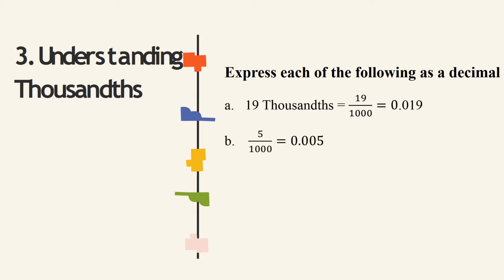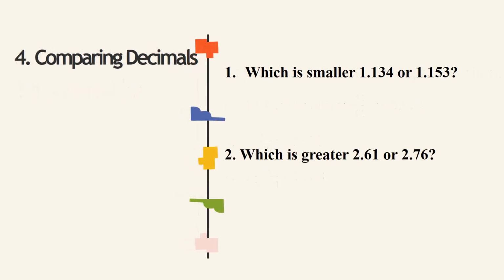0.019. Letter B, 5 shaded parts of 1000, a square divided into 1000, and then we shade 5 parts, then we got 0.005. And letter C, we got 1 and 8 over 1000, 1 whole and 8 shaded parts of 1000, so we got 1.008.